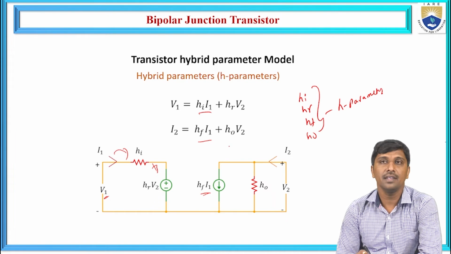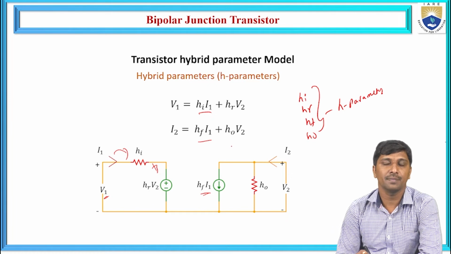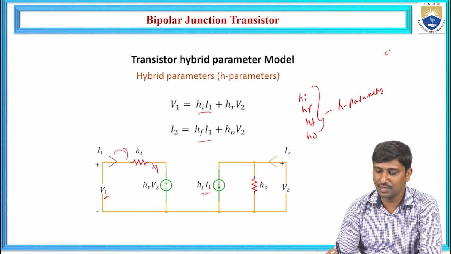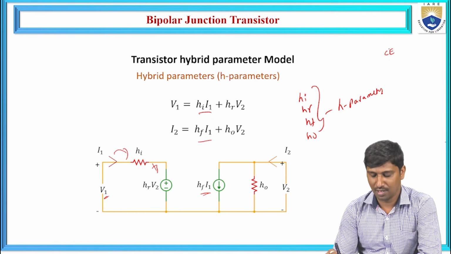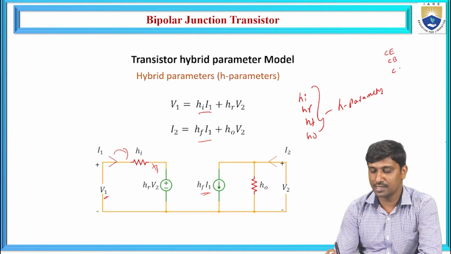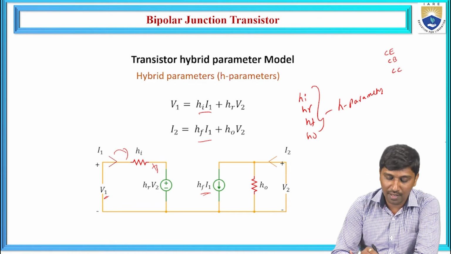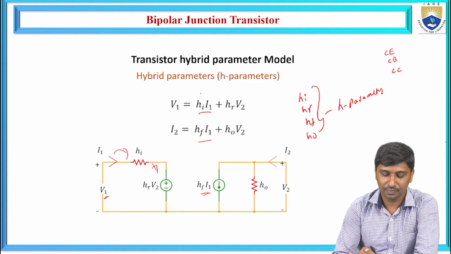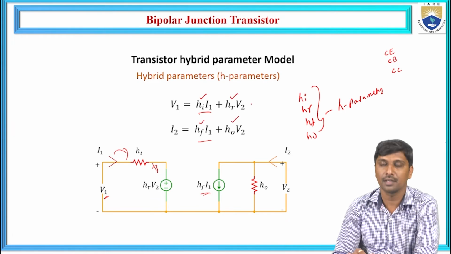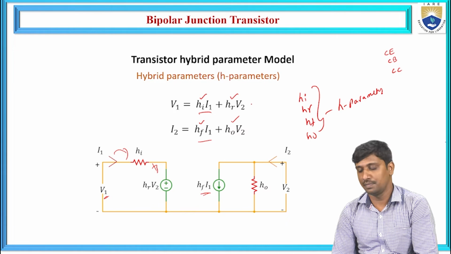So we need to define these four parameters with respect to the configuration. We have three types of configuration: common emitter, common base, common collector. For every configuration, you should define these four H parameters: input impedance, reverse voltage gain, forward current gain, and output admittance.